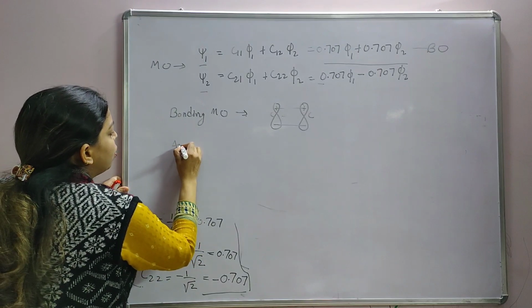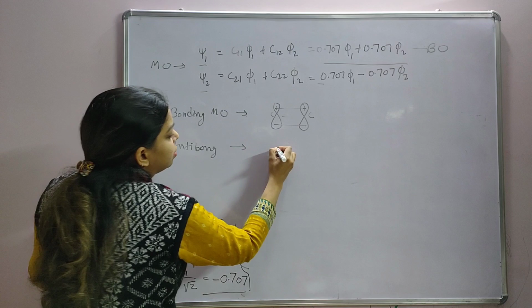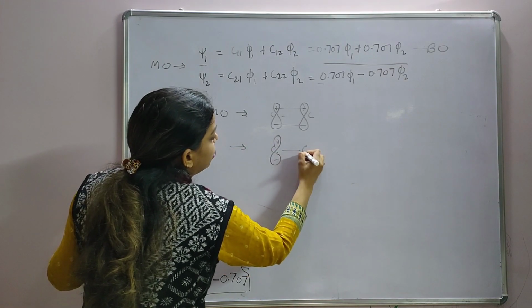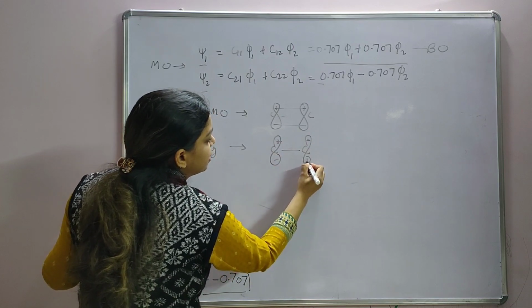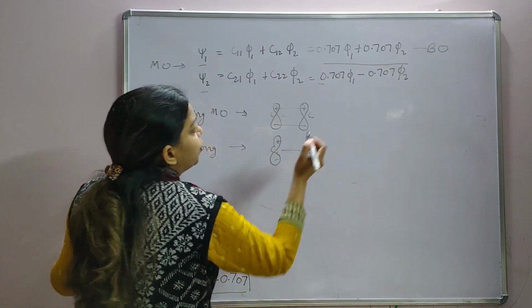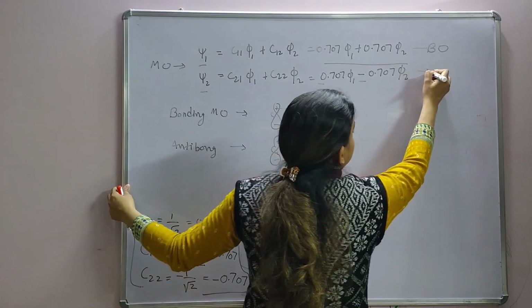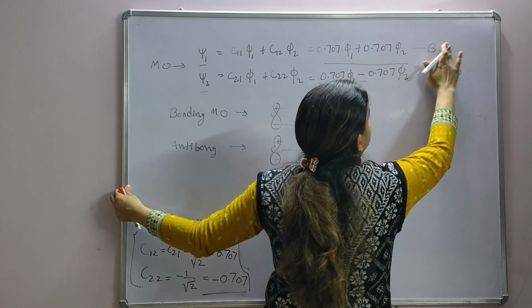In anti-bonding orbitals, there comes a node. They overlap with different lobes: plus sign over here, minus over here, minus and plus. So there will be a node. It means there is a minus sign. So this wave function represents the anti-bonding molecular orbital.